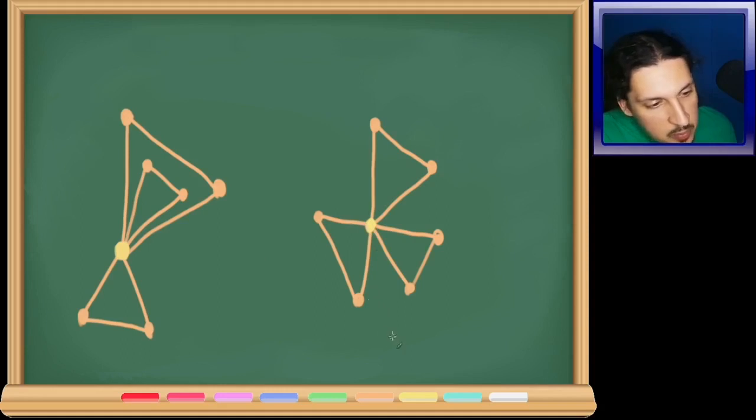Here I painted one of the nodes, this central node, yellow, just to make it easier to check that they are the same graph. Simply one central node and three triangles attached to this special vertex. That's the same in both cases, so these two graphs are isomorphic, but the drawings are quite different. We will soon come back and check.